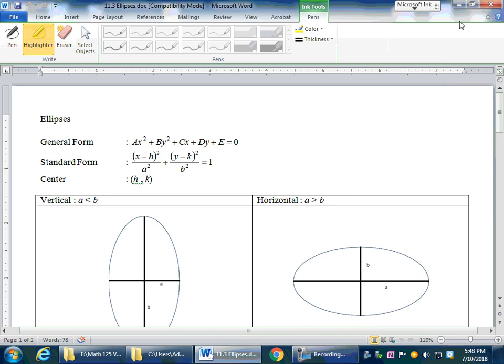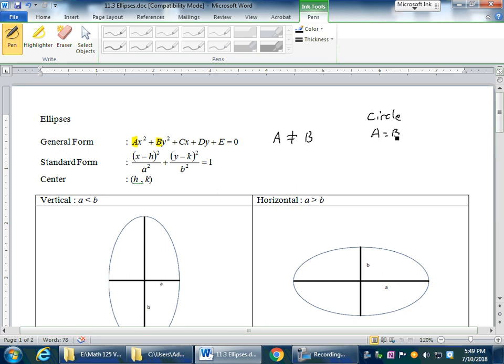11.3 ellipse. Again, chapter 11 is conic sections, so the main thing you need to remember is the formula. If you look at the general form, the difference between the equations of the circle and an ellipse is that A and B are different in an ellipse. So A is not equal to B.